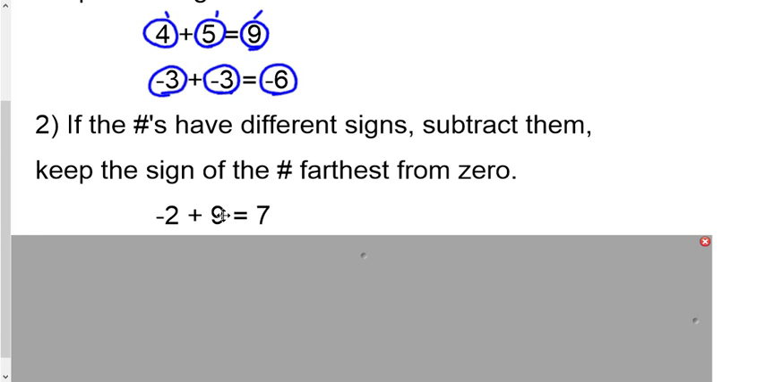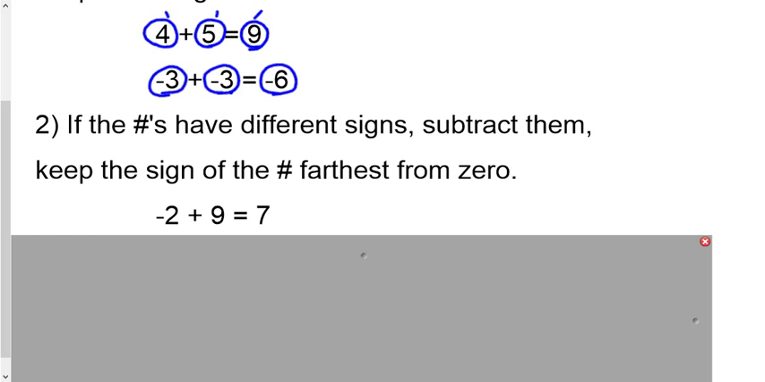Okay. Now, ask yourself this question. Which of these two numbers is furthest from 0? Negative 2 is only 2 spots away from 0. 9 is 9 spots from 0. So this number is definitely furthest away. It's a positive number, so my answer is going to be positive.